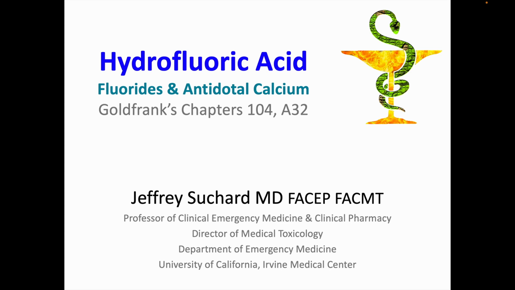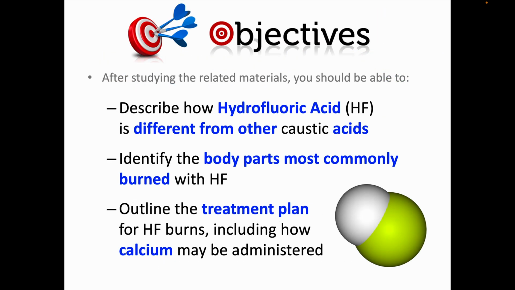This video discussion is about hydrofluoric acid, covering the material in chapters 104 and A32 from Goldfrank's Toxicologic Emergencies. The learning objectives for this session are that you'll be able to describe how hydrofluoric acid, HF, is different from other caustic acids, identify the body parts most commonly burned with HF, and outline a treatment plan for HF burns, including directions on how, by what process, calcium may be administered.